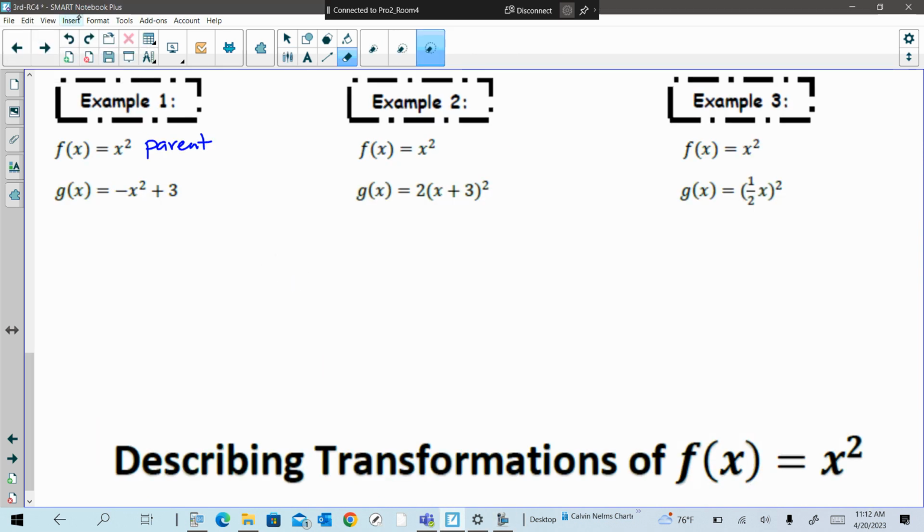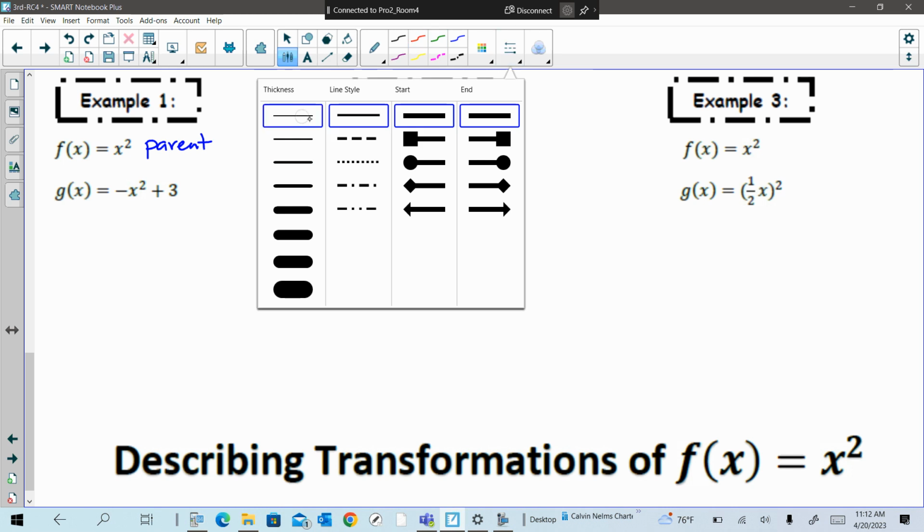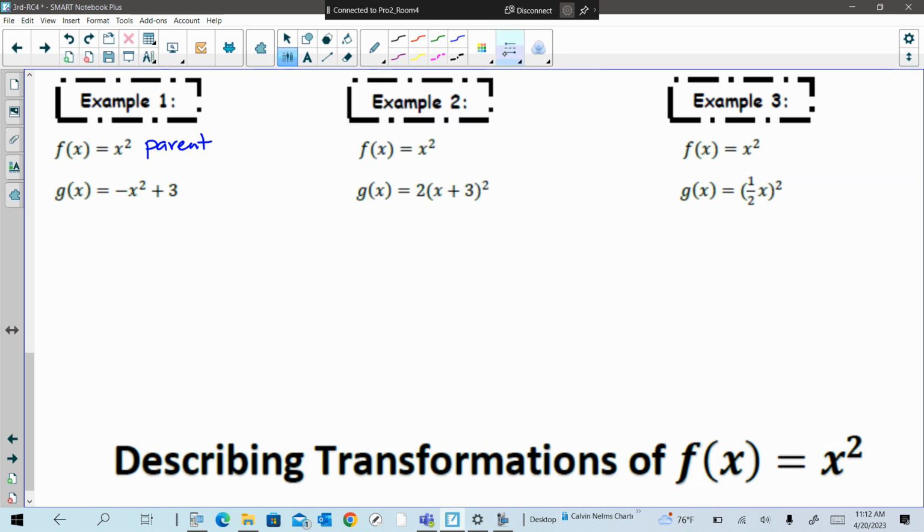Okay, so what do you notice on the G sub x? Something you see. The first one is the parent, x squared. But then if I look at the G sub x, what did I do to that parent? How does it change? What do you see?